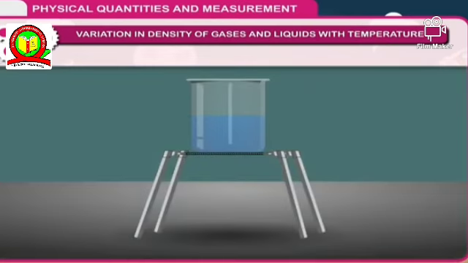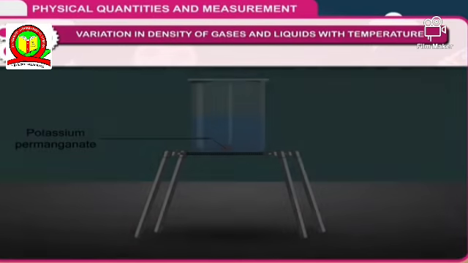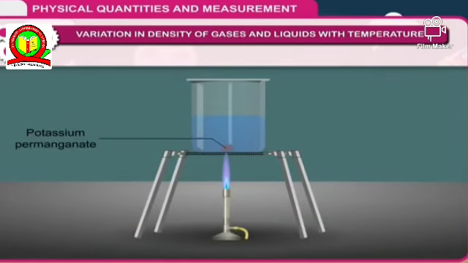Activity: Take some water in a beaker and put some potassium permanganate in it. Put the beaker over the flame. As the water is heated, the red particles of potassium permanganate move upwards. This becomes more vigorous when the temperature of the liquid increases. It happens because when liquid becomes hot, it becomes lighter and starts rising, and the cold portion of the liquid comes down.